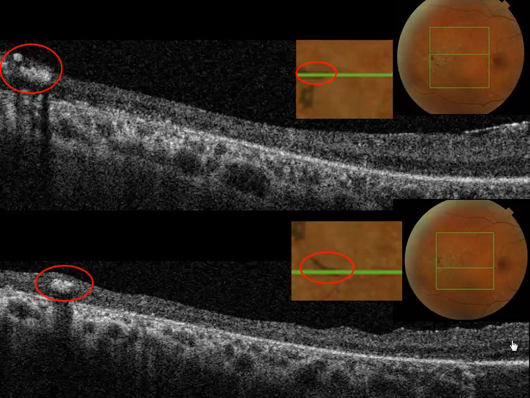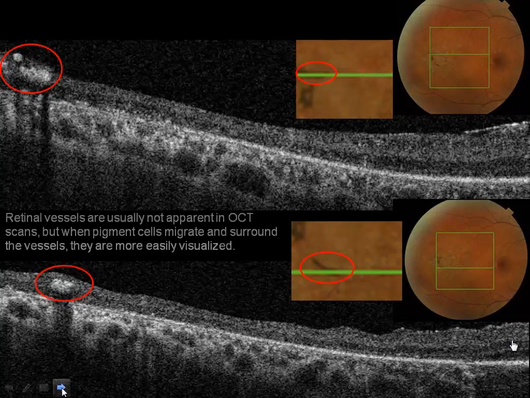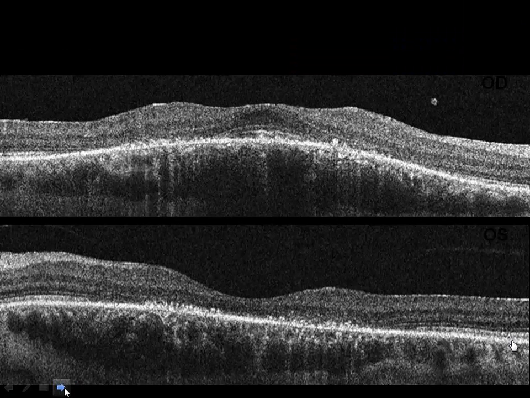Somewhere in here is a blue dot. Blue arrow, there it goes. Okay, so there we are, retinal vessels, usually not apparent with OCT, but here when we have pigment wrapped around them, we can actually see them. Next case.